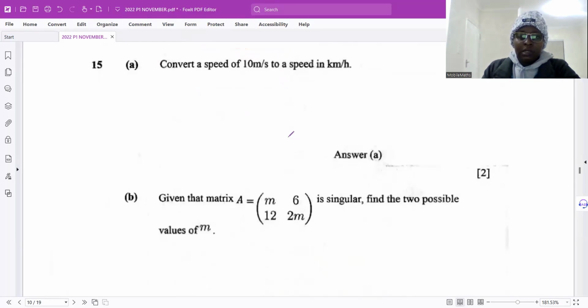Convert the speed 10 meters per second to kilometers per hour.